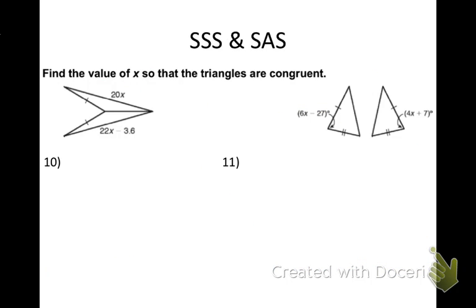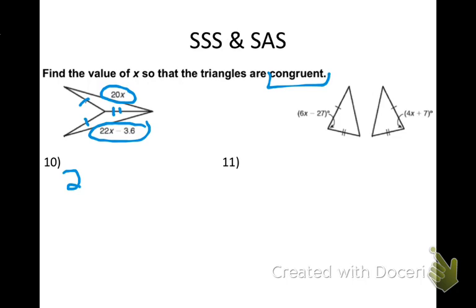All right, last thing we're going to talk about here. I want to find the value of x so that the triangles are congruent. Now this one, it shows me this angle is congruent. I have the same line here. What do my last two sides have to be? They have to be the same. So how can I solve for x there? Set them equal to each other.